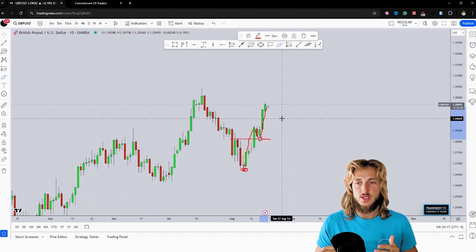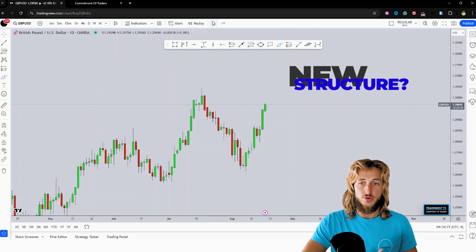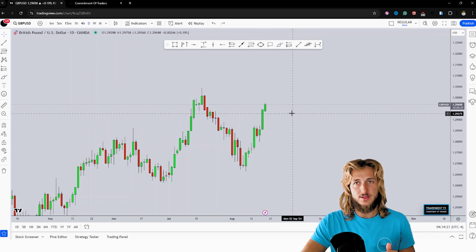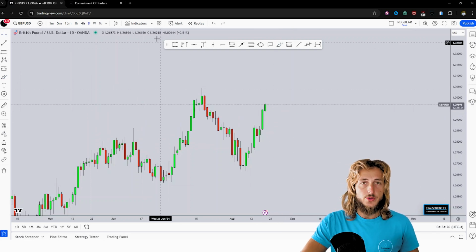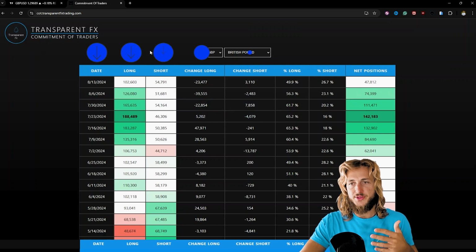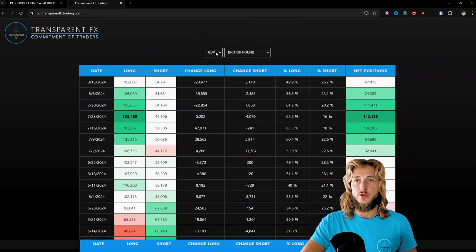Now, the question is, what kind of structure has the market now created in printing this move? Before we dig deeper into what we have from a technical perspective, first I want to go and see what we have when it comes to the commitment of traders, so what hedge funds and the big players in the market are doing, and I want to check the data precisely for the GBP.